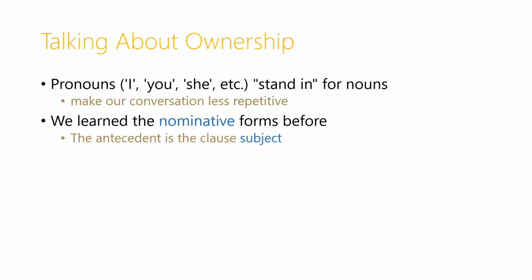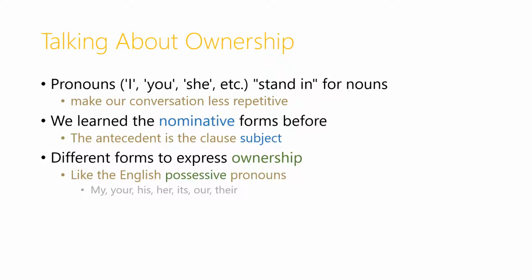We learned the nominative forms before, and if you remember the antecedent, the word that the pronoun is standing in for, the antecedent of a nominative pronoun is going to be the clause subject. Well, we have different forms of the pronoun to express ownership. And now the pronoun is going to stand in for the noun that would be the owner of something in the clause.